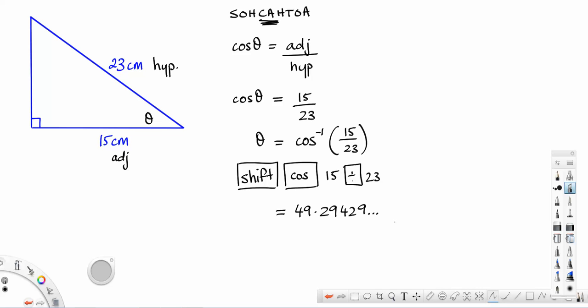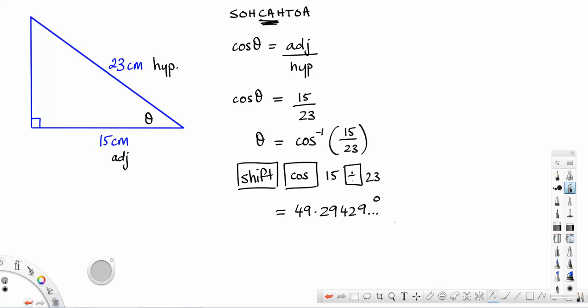Okay, now what is this thing that we've got here? Remember what we were doing? We're finding an angle. So this isn't a length that I've got here, this 49, this is an angle, and so the units are degrees. That angle there can only be 49.29429 degrees. There's no other possibility. And so we could leave it like that, but more often than not, we want to write it in degrees, minutes, and seconds.